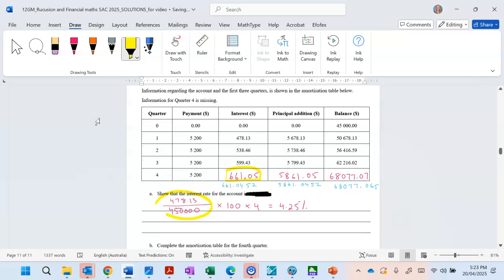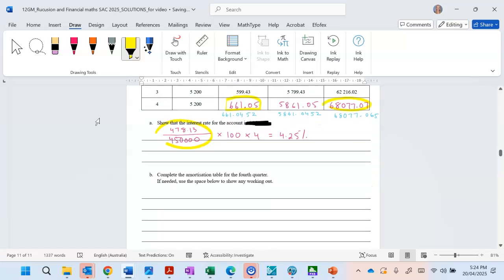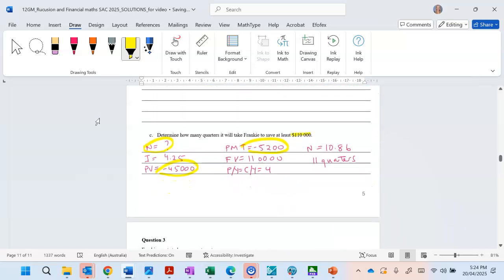When you think about the question, after 4 quarters, we get this amount here. So it's not going to take us much. I know we're fairly under that, but definitely not another 80 quarters to get to 110. So try to think about your question.